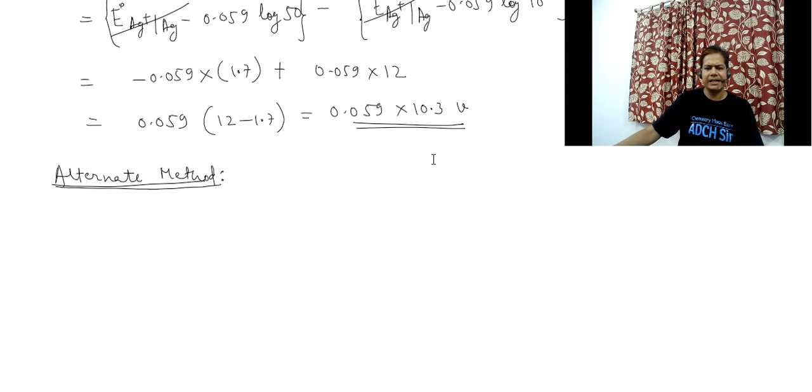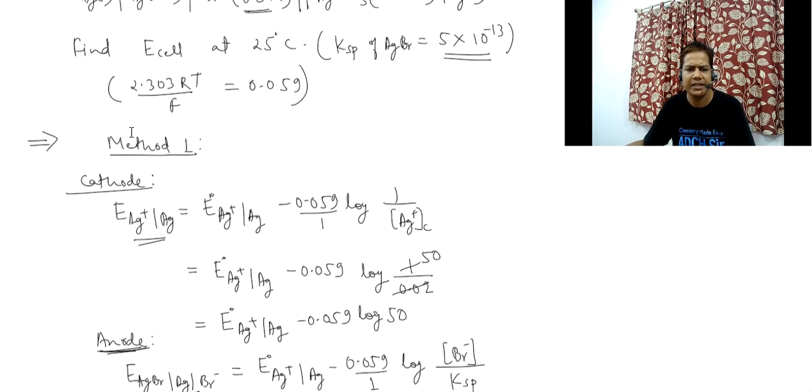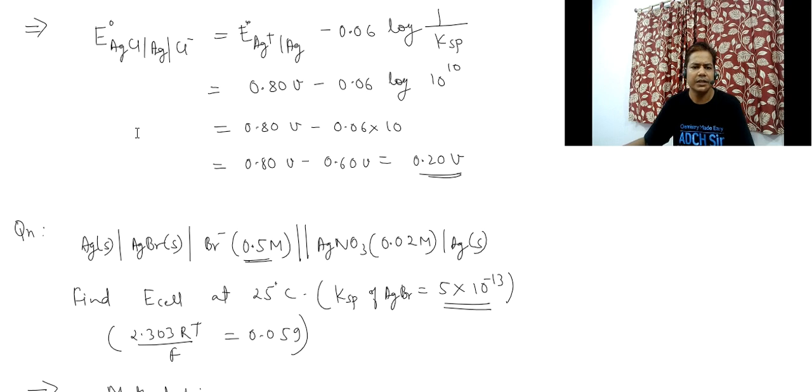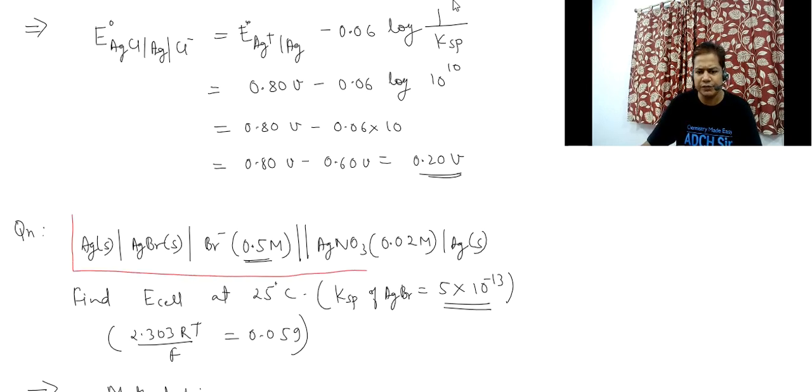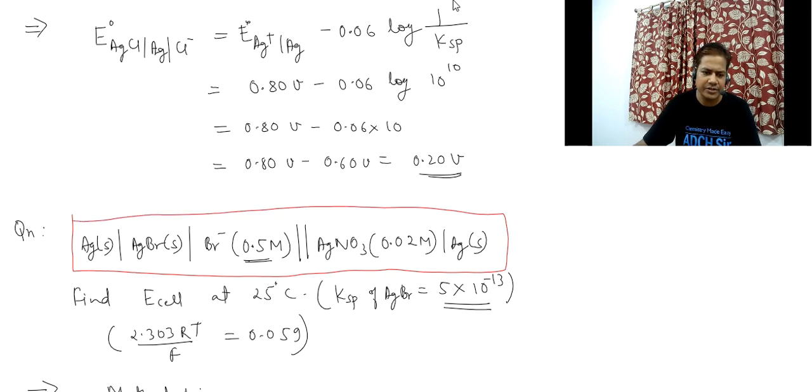we'll represent the above cell as a concentration cell. The above cell is not a concentration cell. Let us look at the given cell. Please note that it is not a concentration cell. Why is it not a concentration cell? Because the standard electrode potentials of cathode and anode are not the same. The electrode construction is not the same.